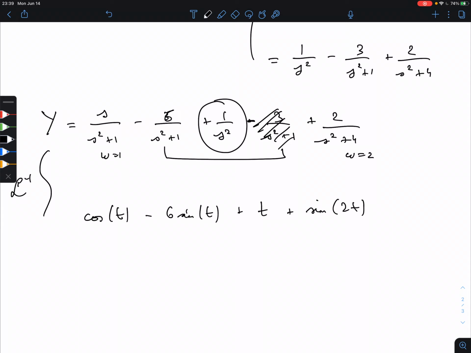I think the back of the book has a slightly different, to me it looks like a typo. Let me double check here. Was it this one? T minus 60. Oh, no, they have the same thing. No, okay, that's the solution.